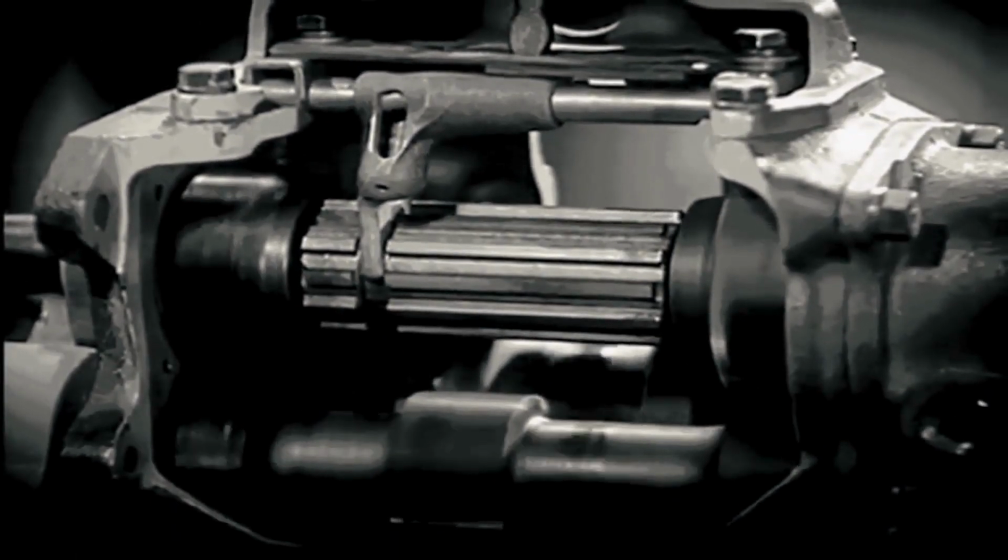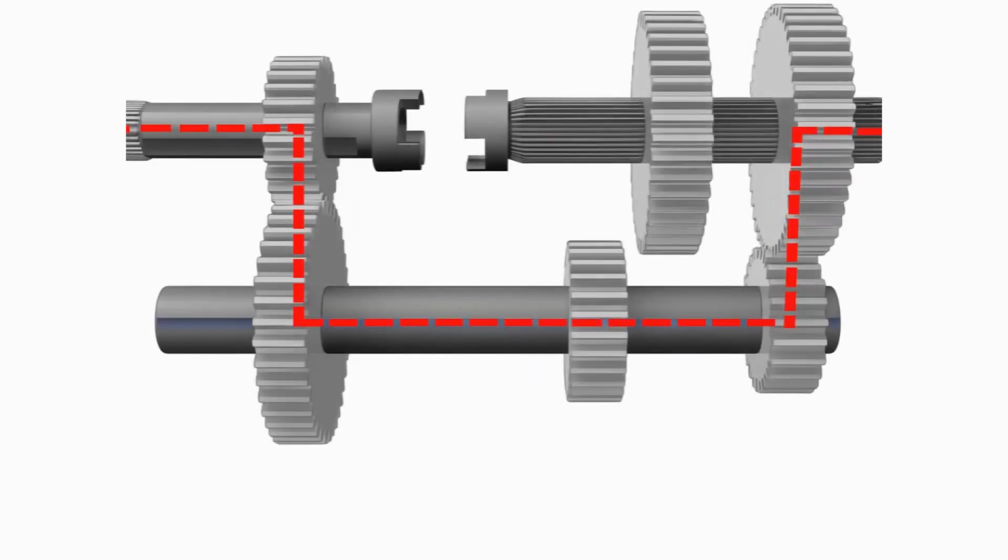A sliding mesh gearbox is a transmission system that allows the driver to select different gear ratios by sliding gears along a spline shaft using a gear lever. In this design, the Layshaft gears are fixed, while the gears on the main shaft can move or slide to engage with the Layshaft gears.